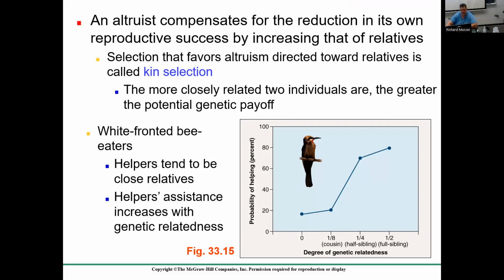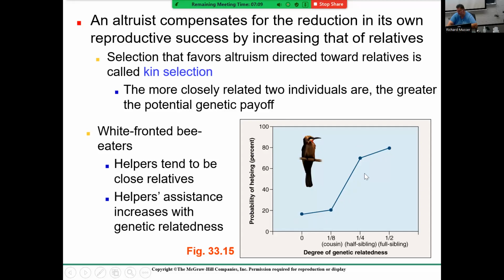So it says the white-fronted bee eaters, helpers tend to be close relatives. Helpers assist and increase their genetic relatedness. So it seems like this white-fronted bee eater helps individuals that are more closely related to it. So the probability of helping find, I guess, a honey source or whatever, if they're full siblings, they're much more likely to help each other than if they're half siblings or cousins or not related.